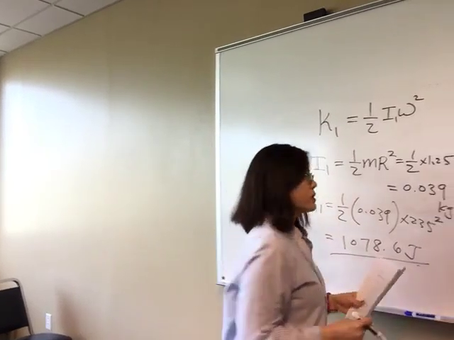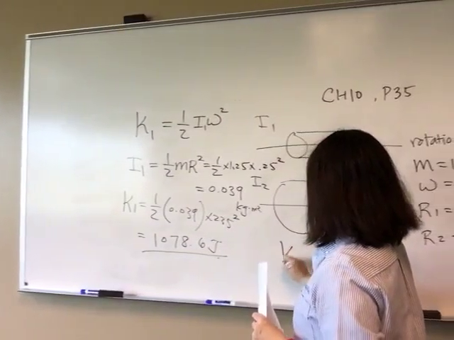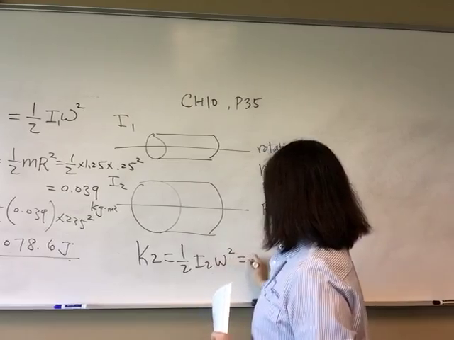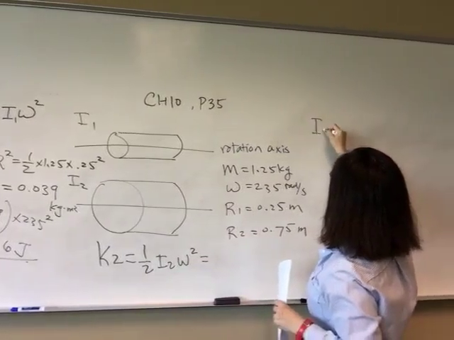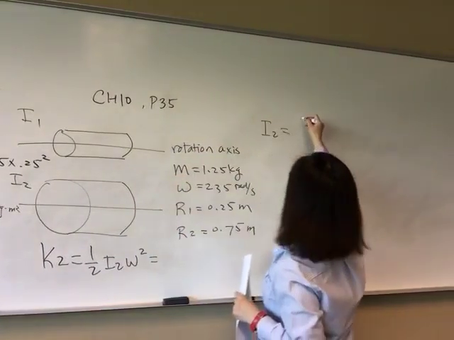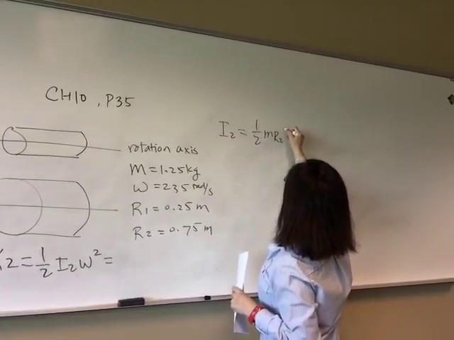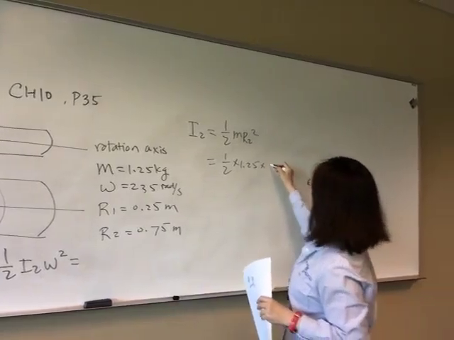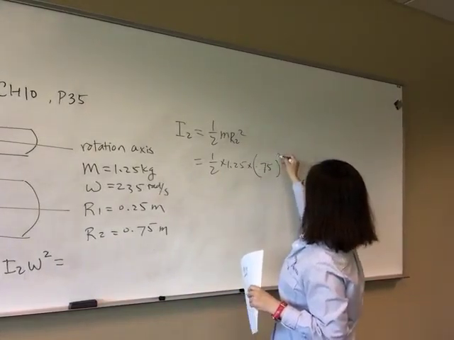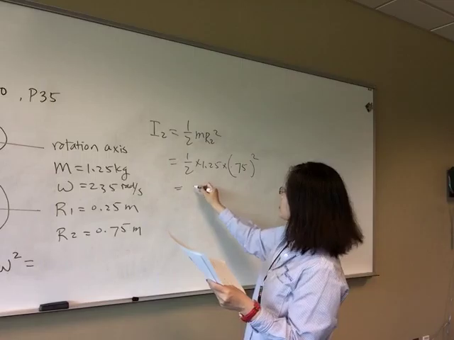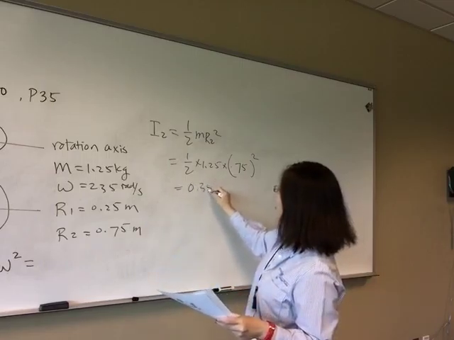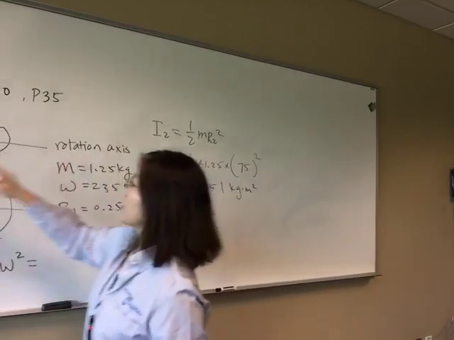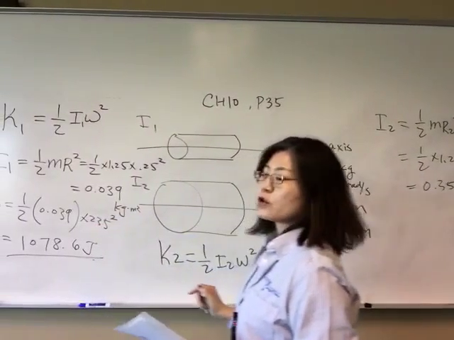Now let's look at the kinetic energy involved when you have a larger cylinder which has a larger radius. So everything stays the same. Your K2 is equal to 1/2 I2 omega squared. For I2, you still use the same formula, 1/2 m R2 squared. So 1/2 times 1.25, and your R2 is 0.75, squared. So your I2 should have a magnitude of 0.351, which means that it has a larger rotational inertia compared to this one. It's almost 10 times larger.